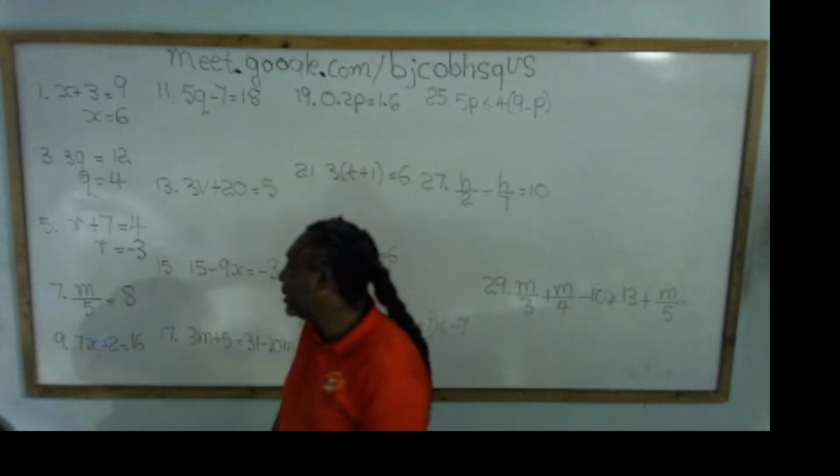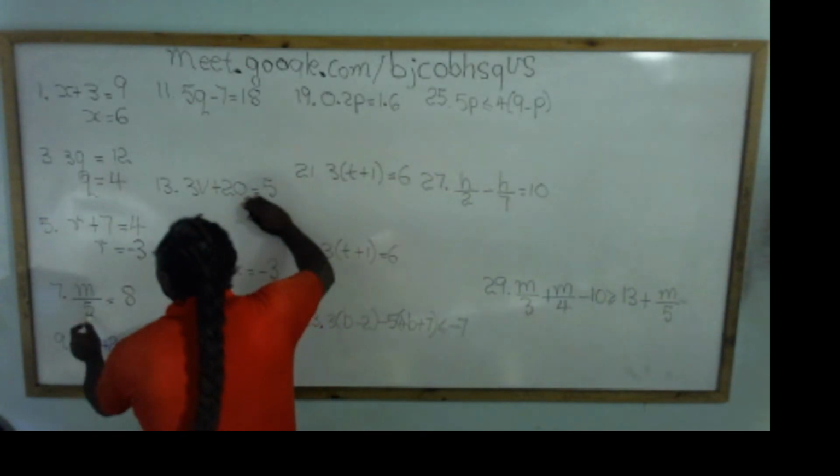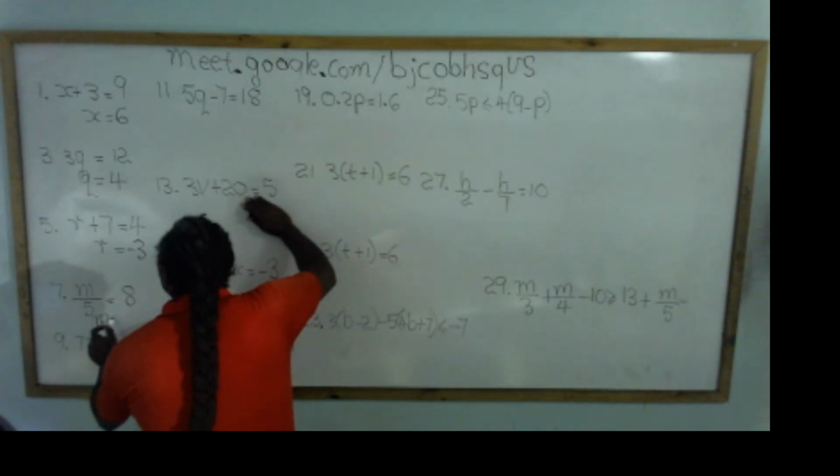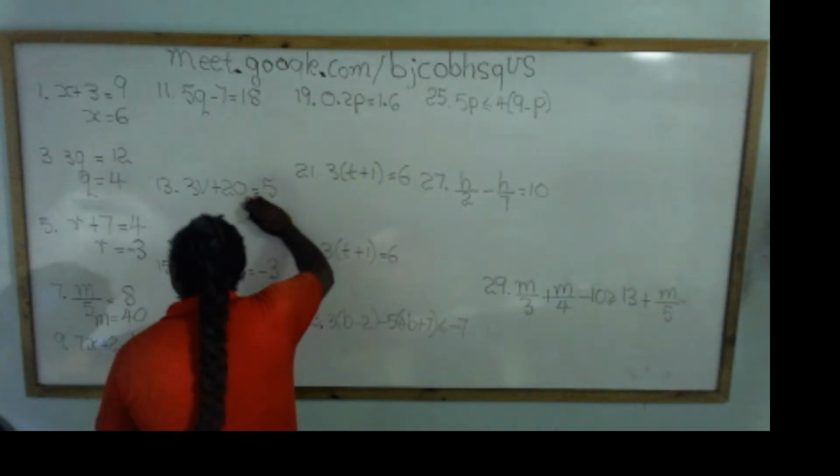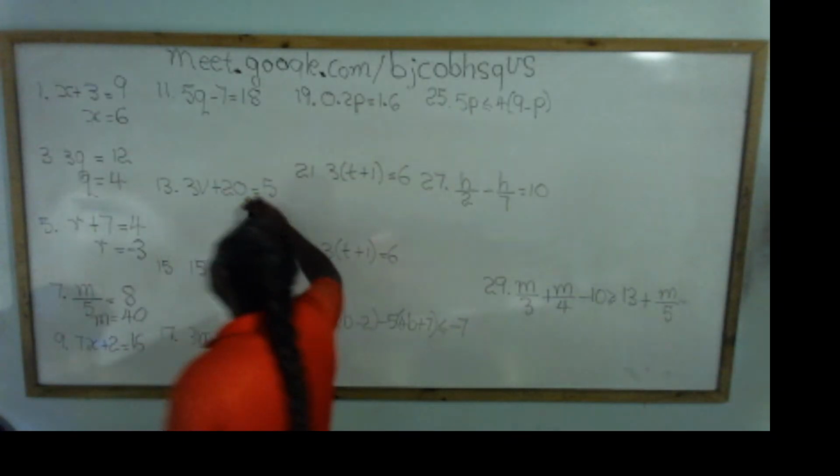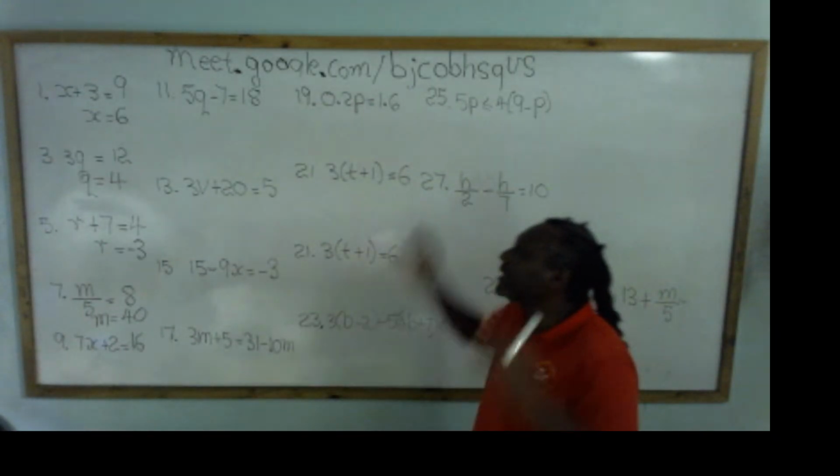And when we do that, we'll have what? m on the left-hand side, and of course, 5 times 8 is 40. No problem. Now, we're going to go up a notch.